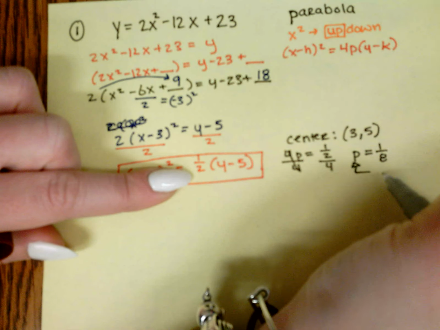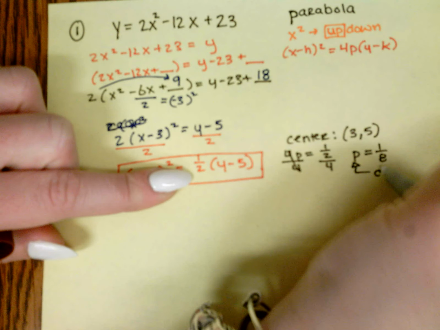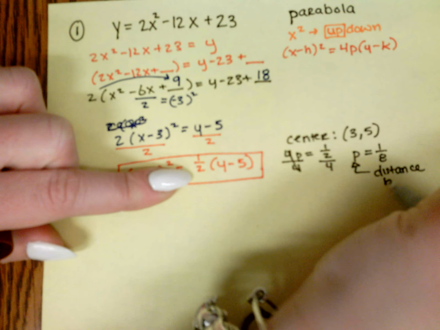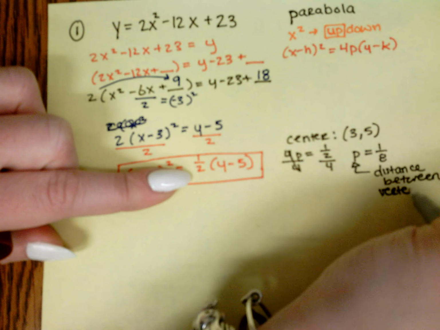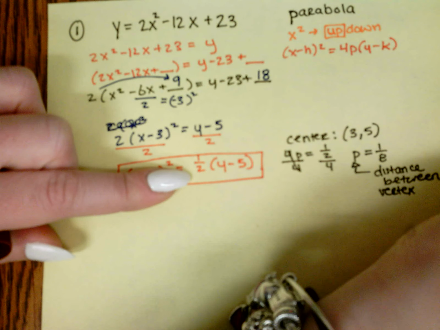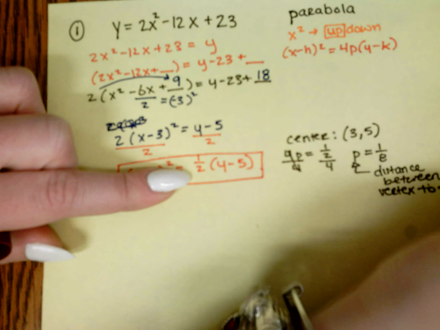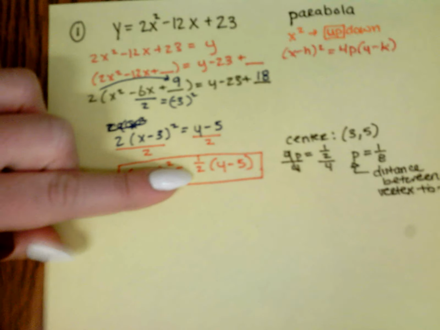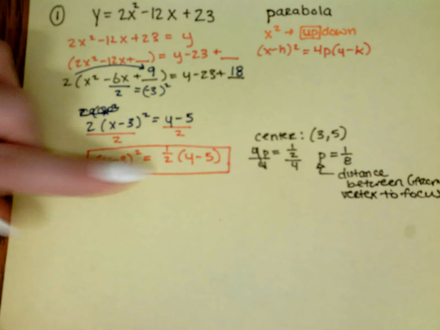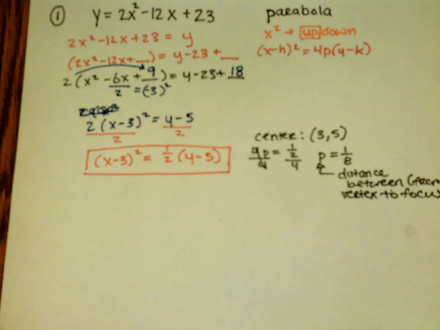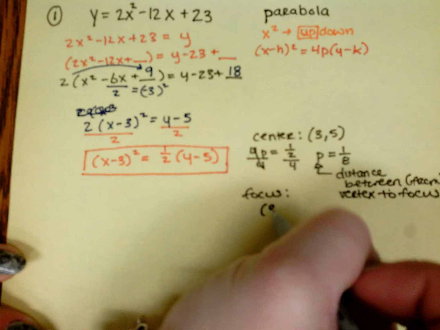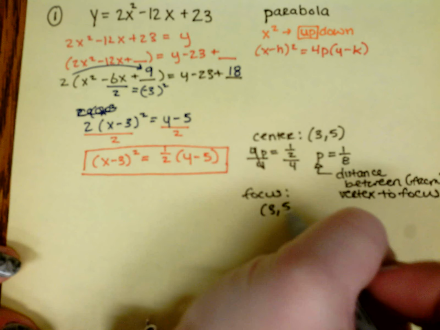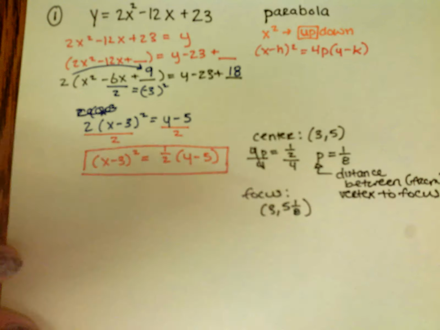What does p represent? The distance from the vertex to the focus. Right? The focus is always inside your parabola. If you go the opposite way, that would take you to the directrix, which is a line. Right? So if mine opens up, think that my focus is going to be 3 and then 5 plus 1/8. 5 and 1/8, if you want to think of it like that.